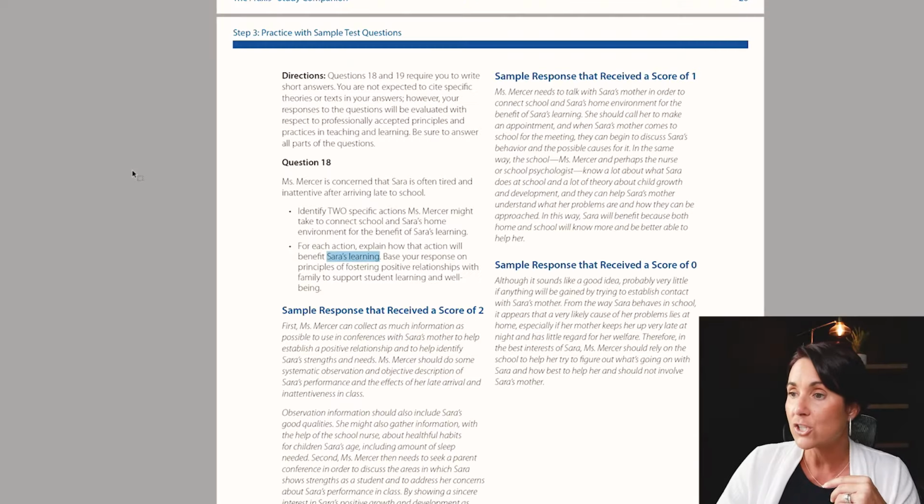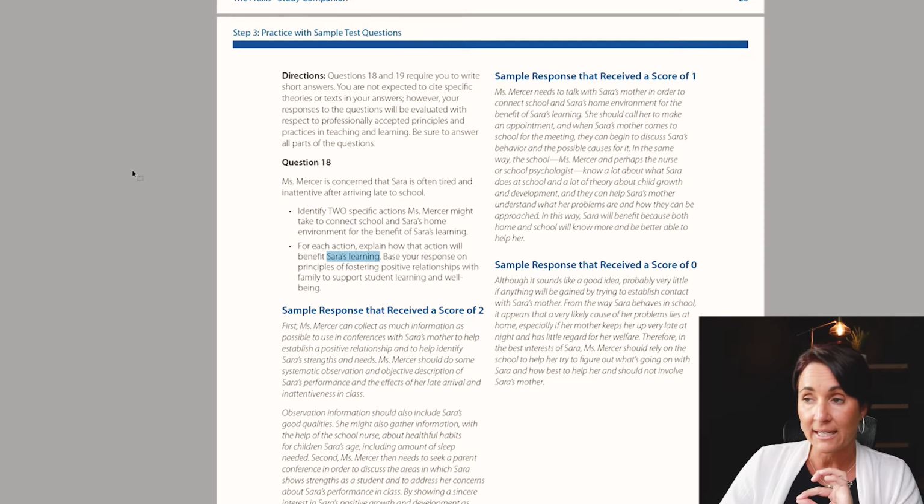Now, you don't want to do that on test day. You don't need to sit there and analyze it. You just need to answer the question. But it always helps when you're studying to look at this and understand that. All right, so we've got those. So I need to figure out how to connect Sarah's home to the learning environment. And the other thing is, how is that going to benefit her learning?